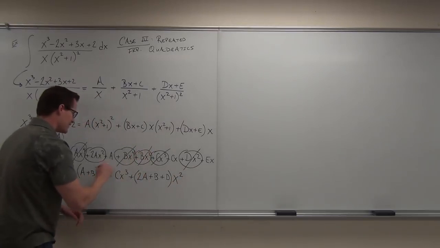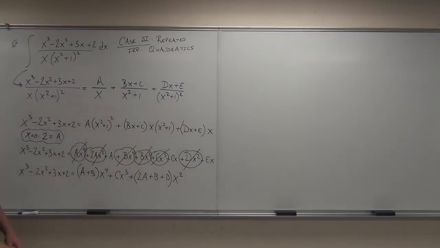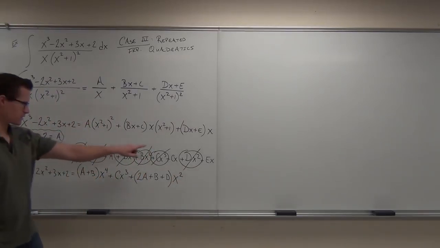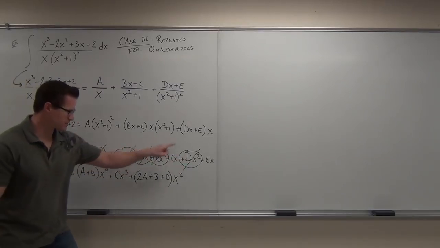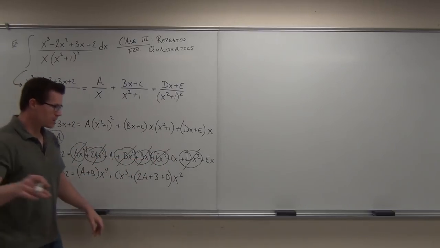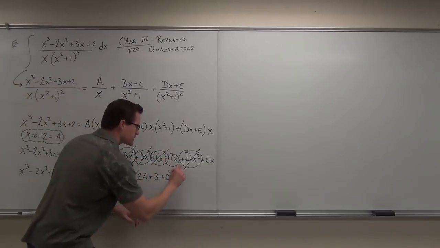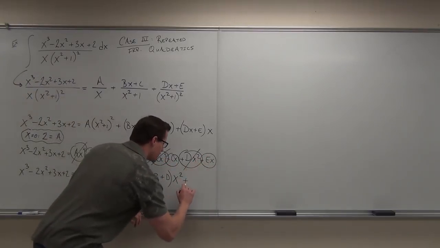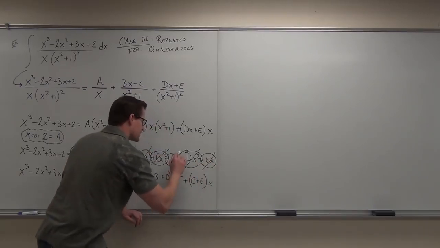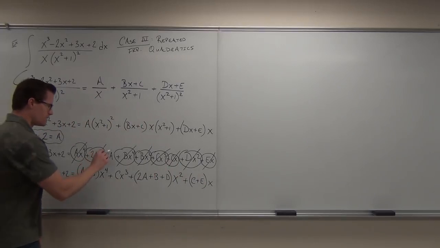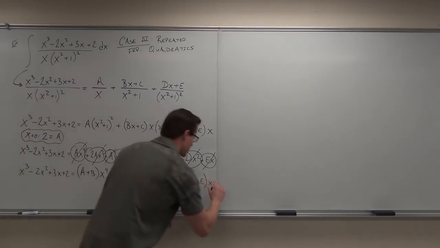So we got our fourths, we got our cubed, we got our squares, 2A plus B plus D, and then x squared. Now we're going to look for our x's. I've got that C and my E, so plus C plus E x, that's nice. And then lastly, don't forget that plus A at the very end.